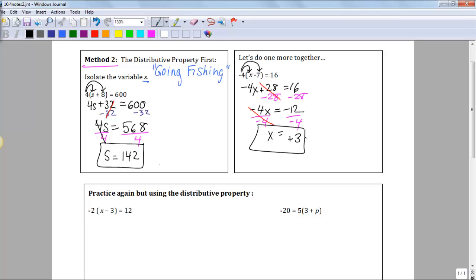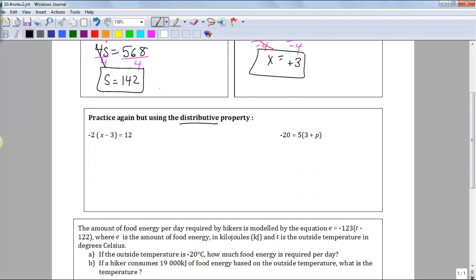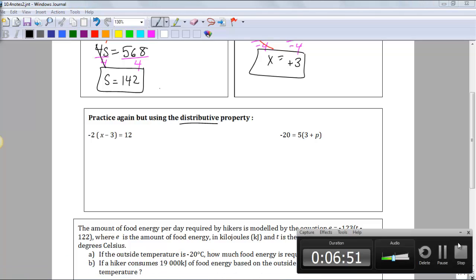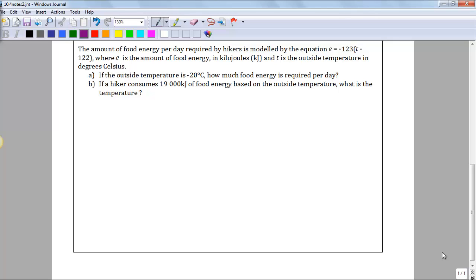X equals 3. Okay, so please try the distributive method for the following two. Pause the video and you can check your answers on the answer key. Okay, welcome back. Let's try the word problem here.